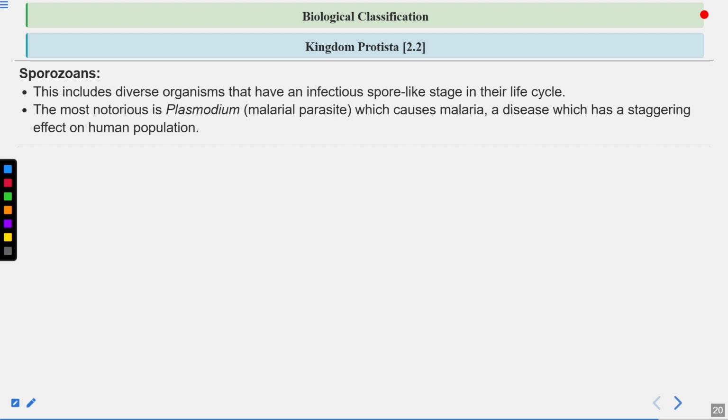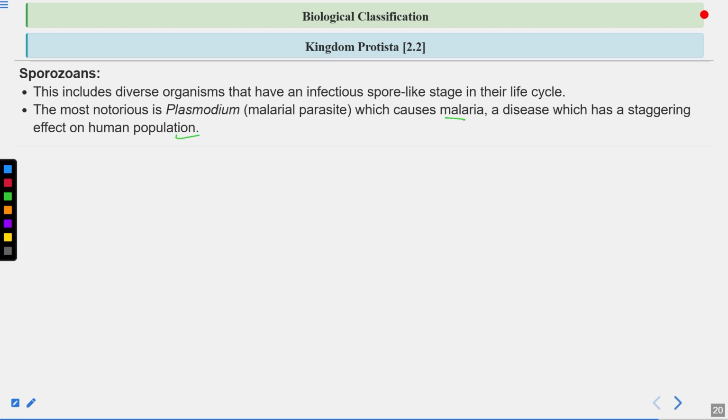The most notorious is Plasmodium, which is a malarial parasite which causes malaria, a disease which has a staggering effect on the human population. So Plasmodium is a sporozoan and it causes a disease known as malaria. Now there are different species of Plasmodium, such as Plasmodium vivax, Plasmodium malariae, and Plasmodium falciparum. So Plasmodium causes malaria. So this is a pathogen.